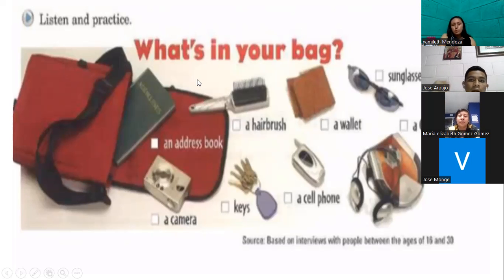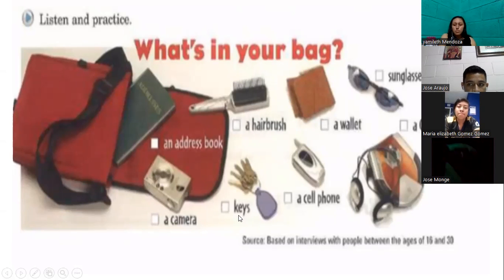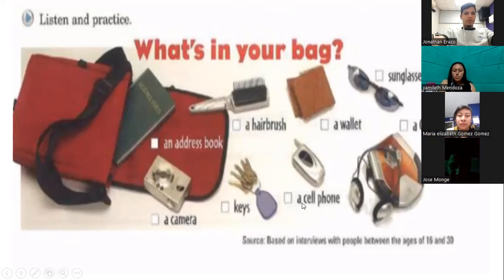Okay, can you hear me? A hairbrush. Yeah, a hairbrush. And this one? A wallet. Perfect. This one? Sunglasses. Nice. This? An address book. Perfect. This one? A camera. Camera, perfect. This one? Keys. Perfect. This one? A cell phone. This one? A CD player. Perfect. So thank you very much, Jose. Thank you for your participation.